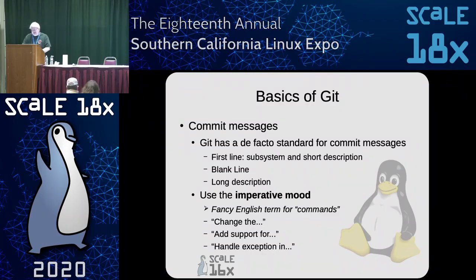And there's sort of a de facto standard for them. You put the subsystem, whatever subsystem that commit affects, followed by a colon, and then a short description of what the commit entails. Follow that with a blank line, and then you can put in a longer description. And when I say long, I mean long. You're not really limited in any form other than disk space, which is plentiful.